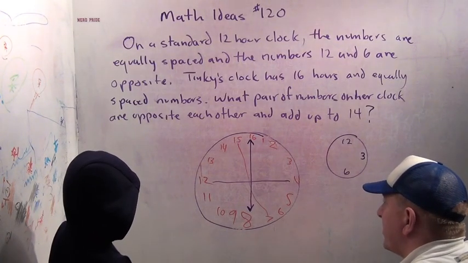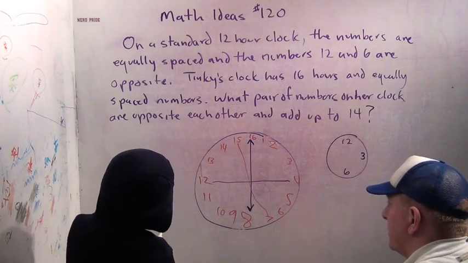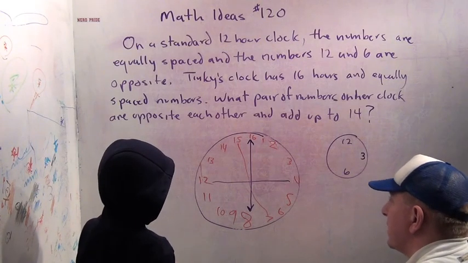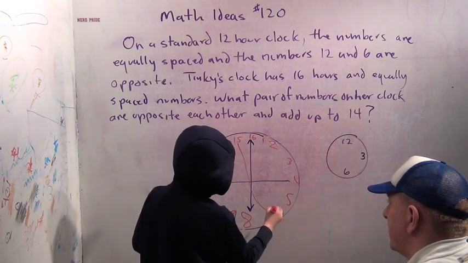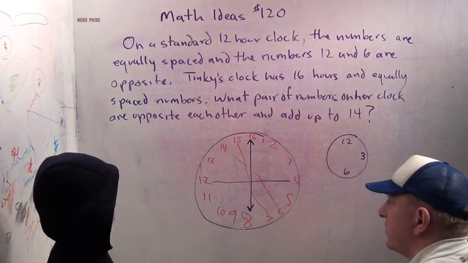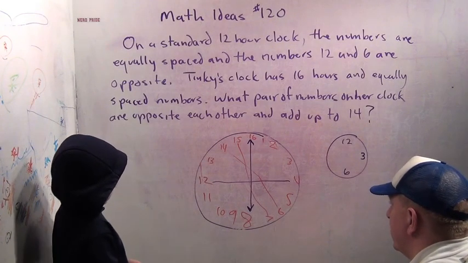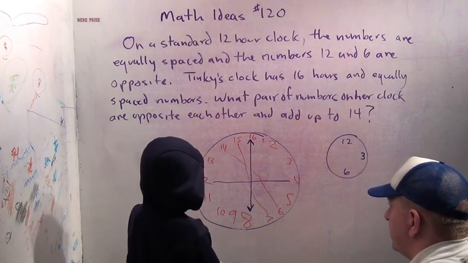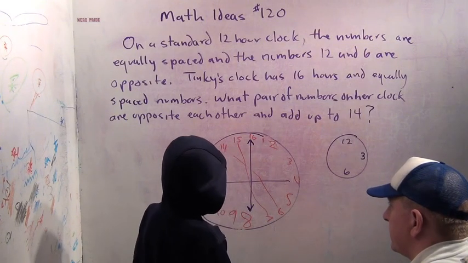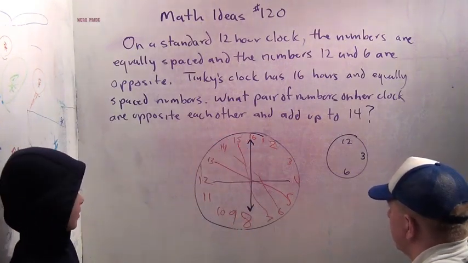But let's practice. What's opposite 14 now? That would be 6. Very good. Why don't you draw that line in? Now do 6 and 14 add up to 14? No, that's going to add up to 20. Okay, so let's practice one more. What's opposite the 13? 5. Very good. 13 plus 5 equals 18. Okay, so that doesn't work.